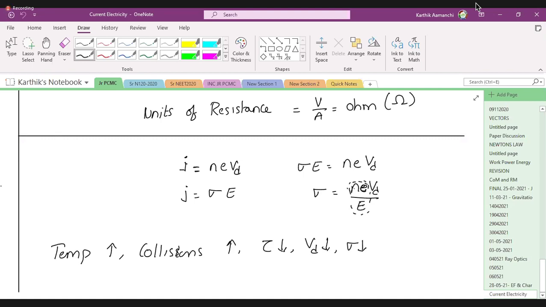So I'm seriously quitting science. I'm going to commerce, because you said physics is very straightforward. This is like taking 10 to 12 U-turns and coming back to the same thing.